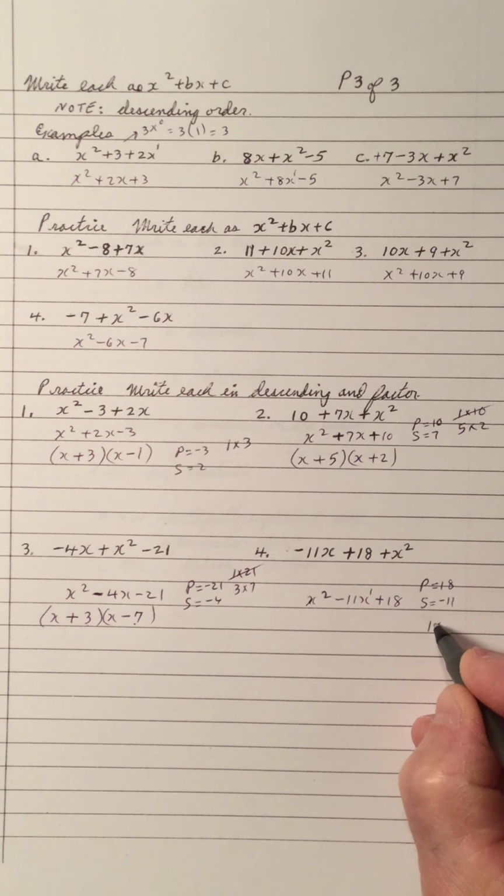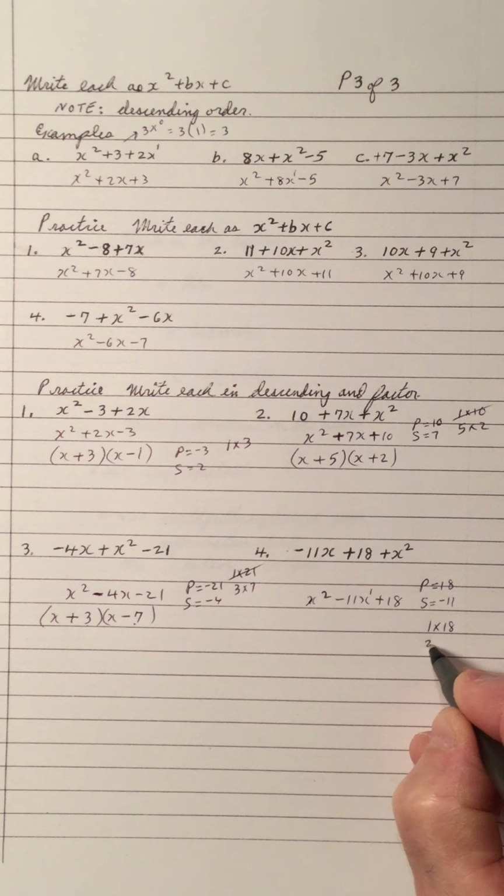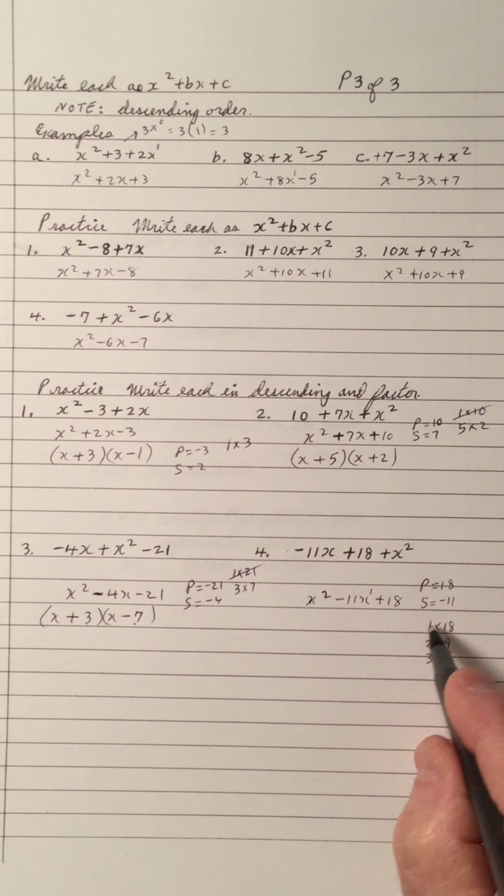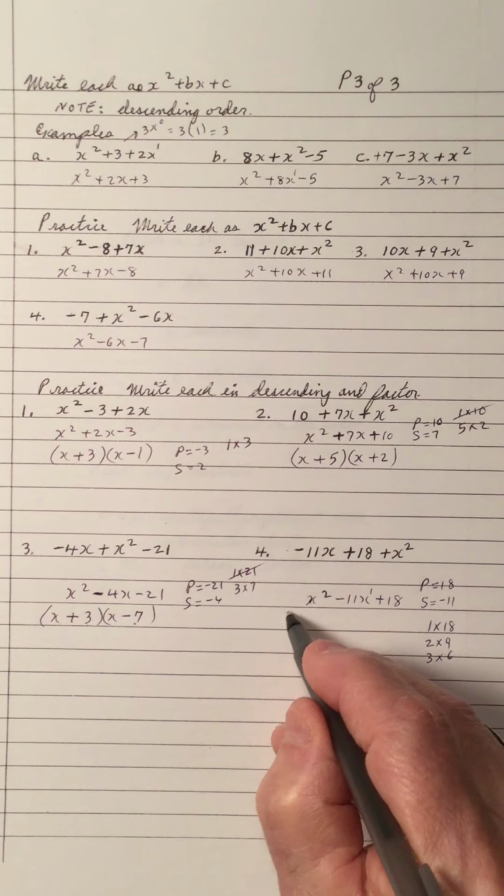The factors of 18 are 1 and 18. It's even, so it's 2 and 9. 9 has a 3, so 18 divided by 3 is going to be 6. So 9 is a factor of 18, and that means 18 has a 3. So we have all the factor pairs. So now here we go.